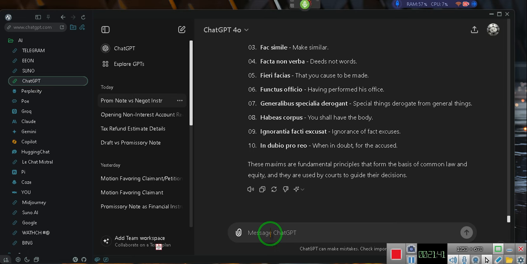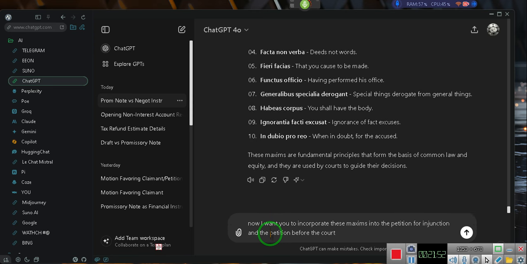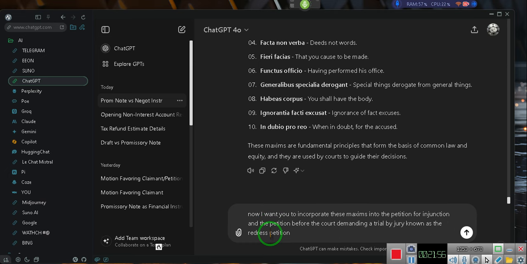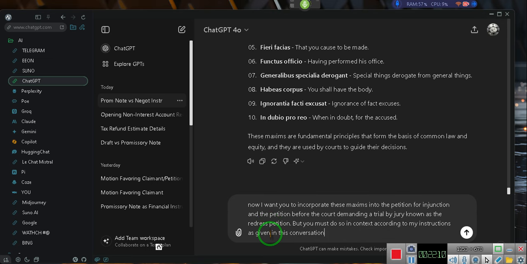Now I want you to incorporate these maxims into the petition for injunction and the petition before the court demanding a trial by jury known as the redress petition. Period. But you must do so in context, according to my instructions as given in this conversation and the prompts that I have provided you. Do not deviate, comma, do not add nuances.